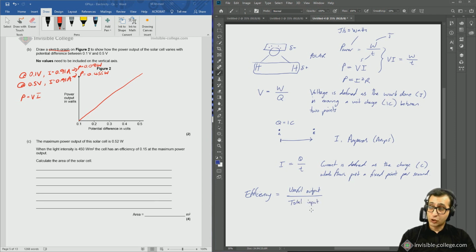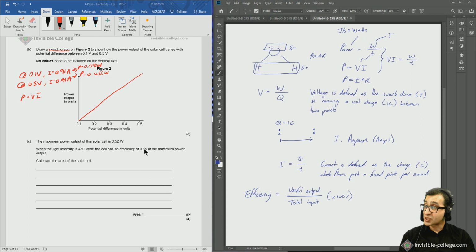And again, if that's in joules, this also needs to be in joules. If that's in power, in watts, this also needs to be in watts. So this is a general concept. If you want to turn it into a percentage, you can multiply that by 100%, but in this case, it's not necessary because we're being given it as a decimal. So when the light intensity is 450 watts per meter squared, the light falling on it is at this intensity.